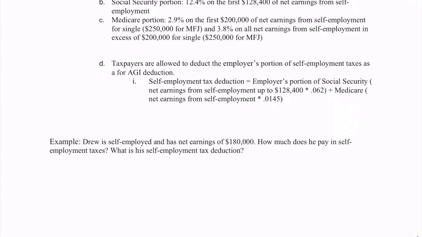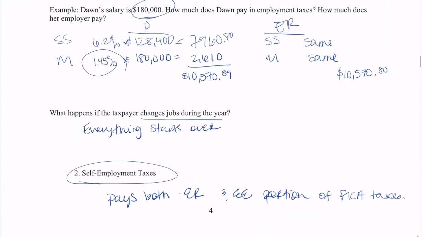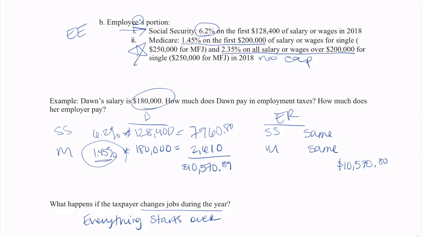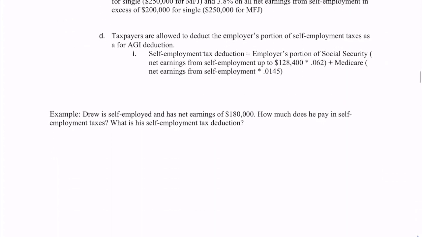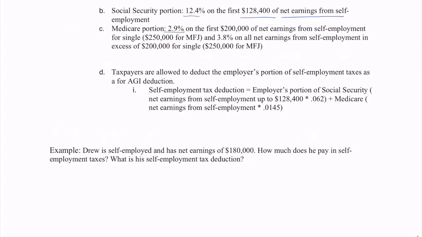All right, so the Social Security portion again, 12.4% on the first $128,400 of net earnings from self-employment. The Medicare portion, again, 2.9%, which just comes from 2 times 1.45. It's both the employee's and the employer's share of that tax. And then we have these different thresholds. We have 3.8% on all net earnings from self-employment in excess of $200,000 for a single person. So again, the rate goes up for high-income taxpayers.